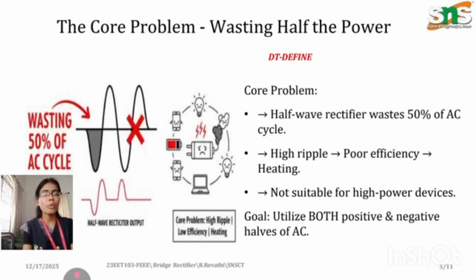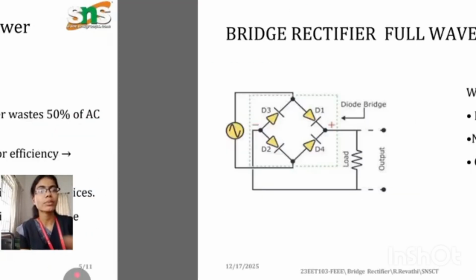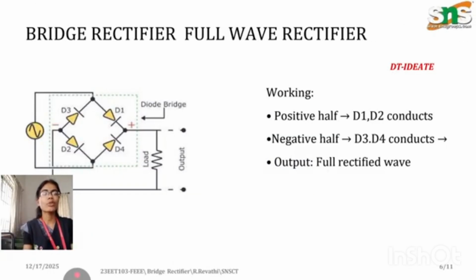The core problem of the half wave rectifier is that it wastes half of the signal power. So the half wave wastes 50% of the AC cycle, with high ripple factor, poor efficiency and heating. It is not suitable for high power devices. So the bridge rectifier, a full wave rectifier, is used for both positive and negative half cycles of AC. It plays a role in both positive and negative half cycles.